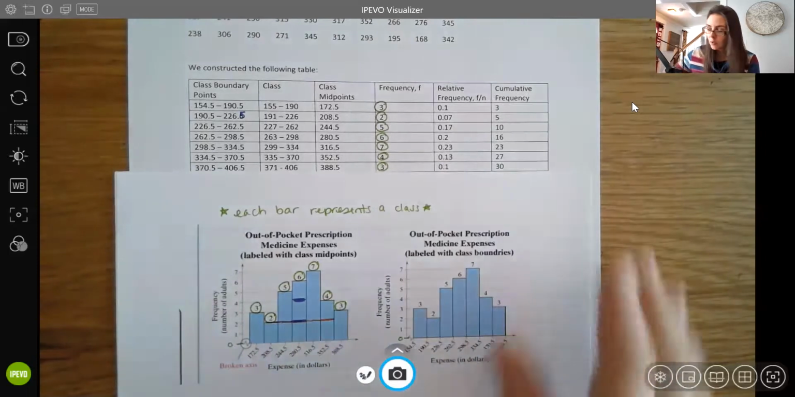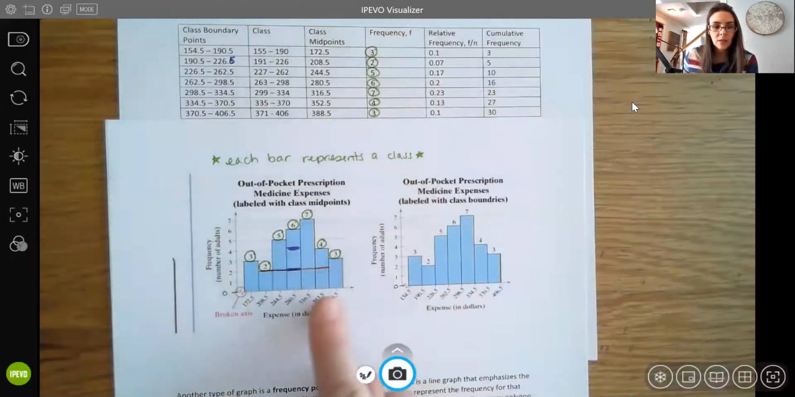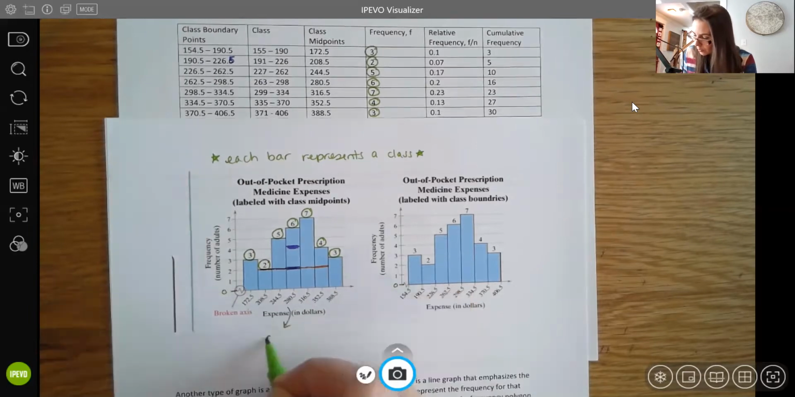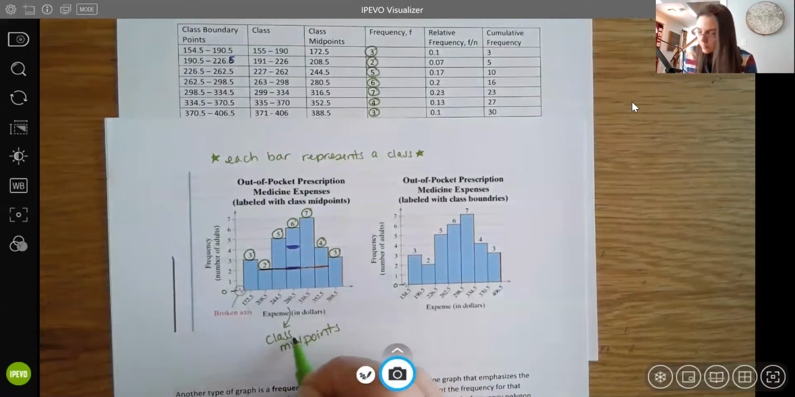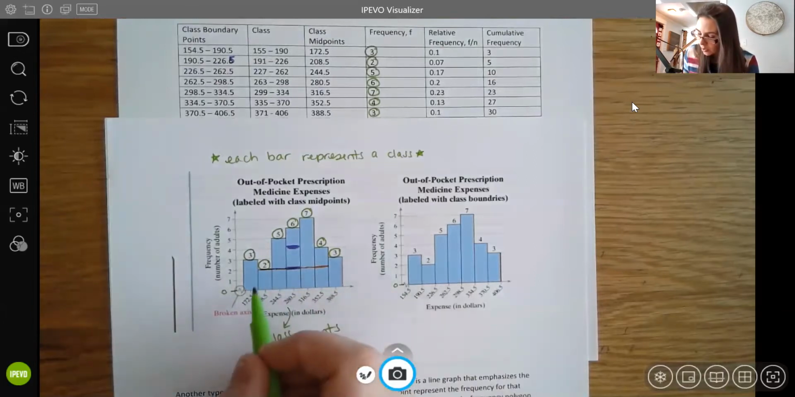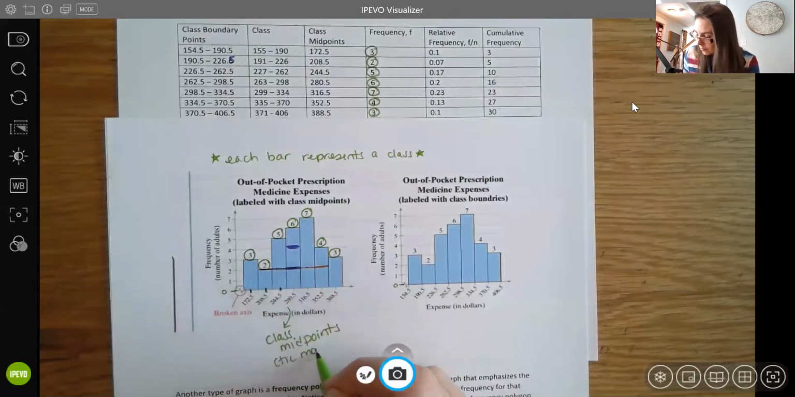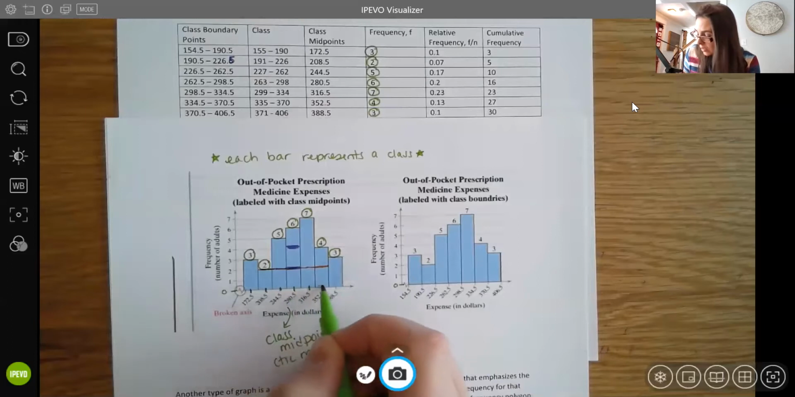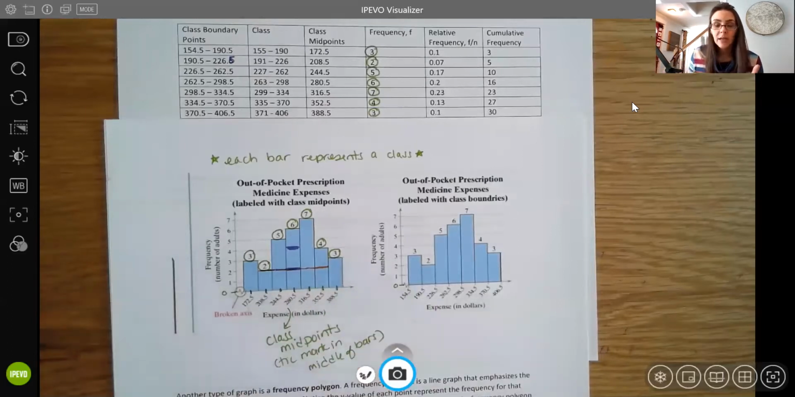Now, a couple of things you want to notice. Like I mentioned before, there are 2 ways that you can write your values on your x-axis. So this one on the left uses the class midpoints. Okay, and you'll notice that the tick mark occurs in the middle of the bars. So if it's a midpoint, it's a point that occurs in the middle, right? So this is one way to label your x-axis, is to use those class midpoints.